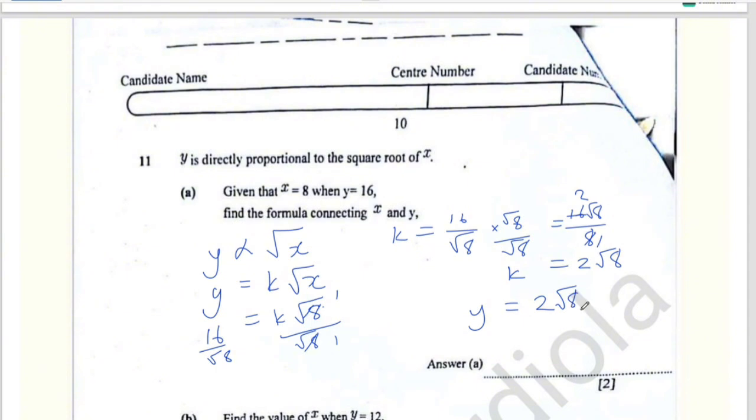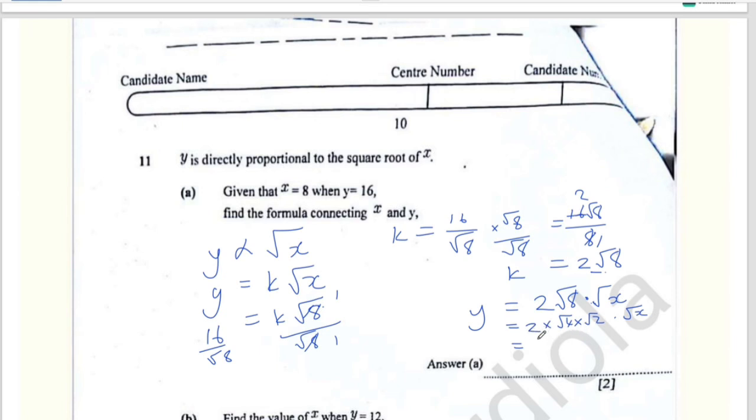However, root 8 can be simplified further by saying root 8 is equal to root 4 times root 2. You can tell that root 8 has a perfect square as one of its factors. So y equals 2 root 8, which equals 2 times root 4 times root 2, which equals 2 times 2 times root 2, which equals 4 root 2. Okay. So here, y equals 4 root 2 times root of x.